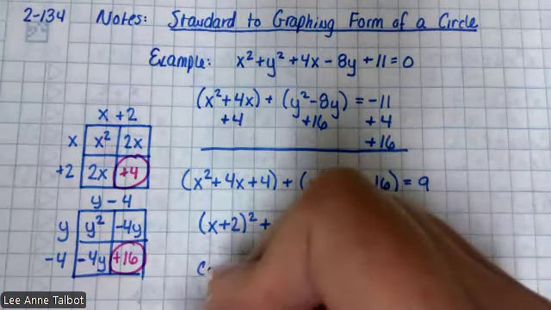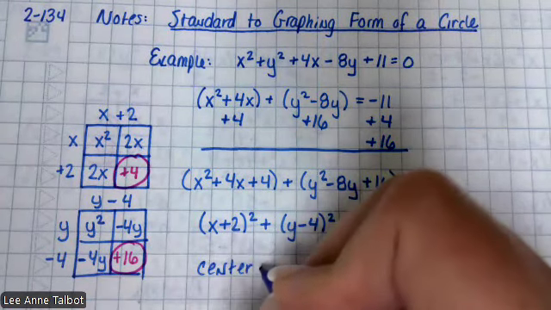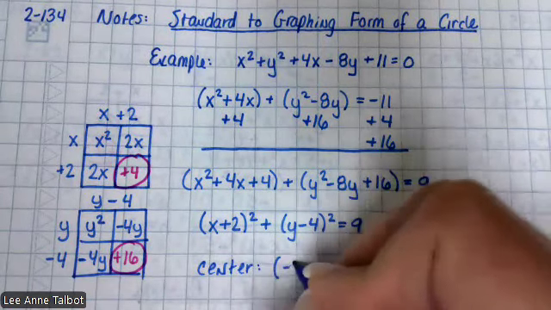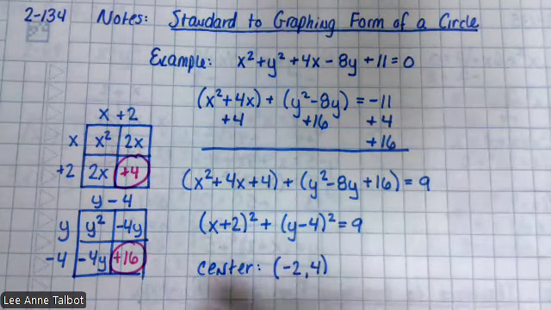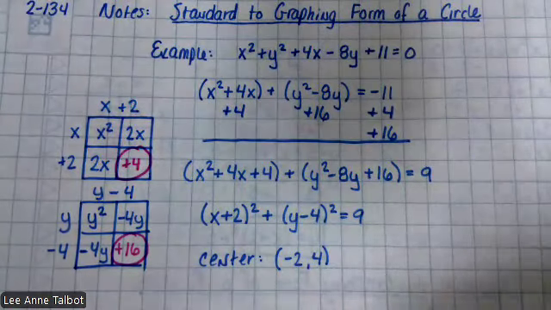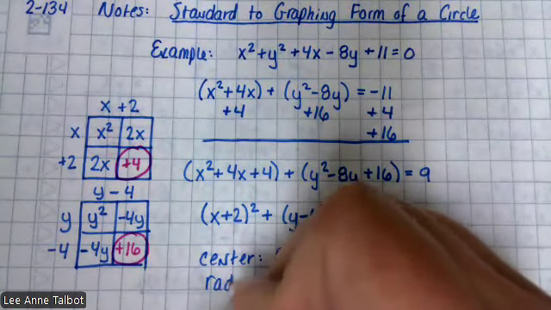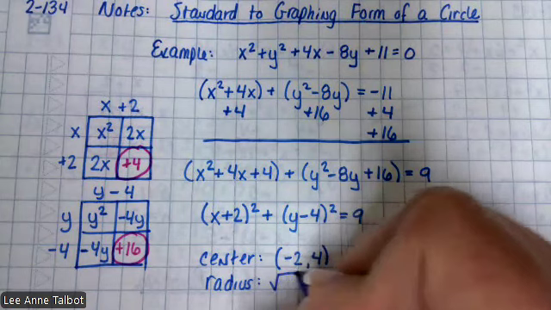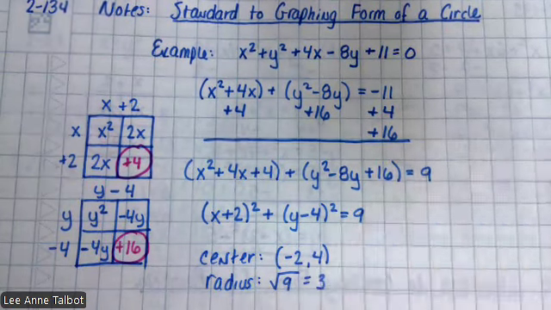Okay, and then the center is -2, +4, because you switch the sign, and switch the sign because they're in parentheses. And then the radius is the square root of 9, which is 3.